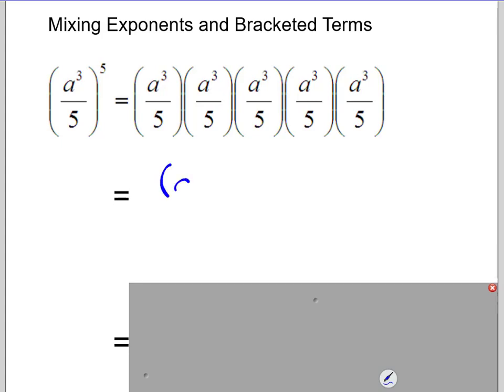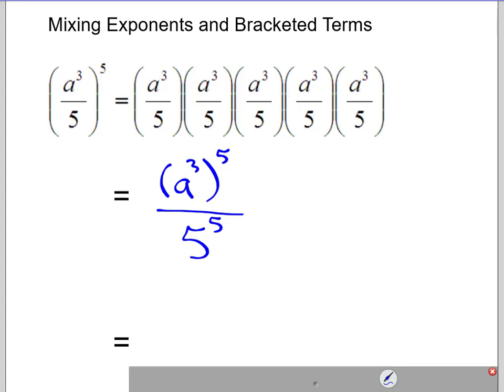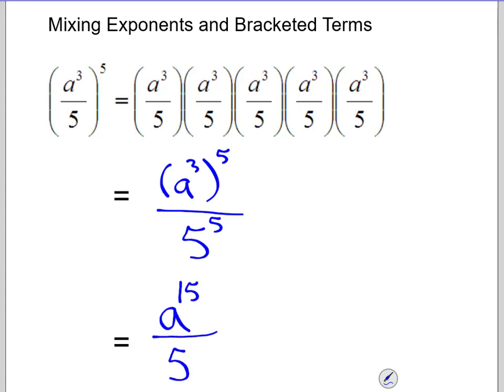You could then rewrite the top term to look something like that. Because you have 5 groups of a cubed all multiplied together in the top, and then in the bottom you have 5 groups of 5 all multiplied together. And then we could take advantage of our new power of a power rule. And on the top, we would have a to the 15, all divided by 5 to the power of 5. Okay, so again, we just multiplied those 2 together.